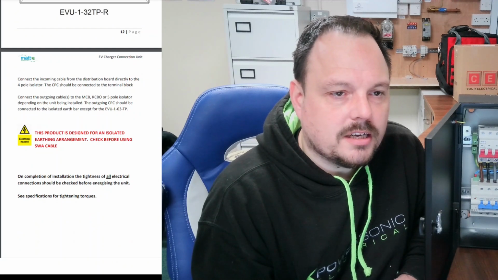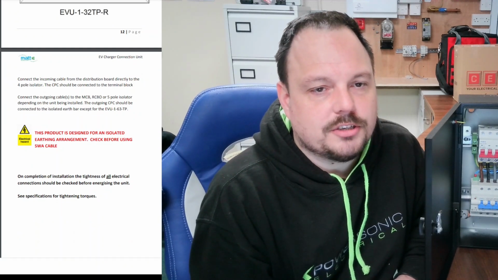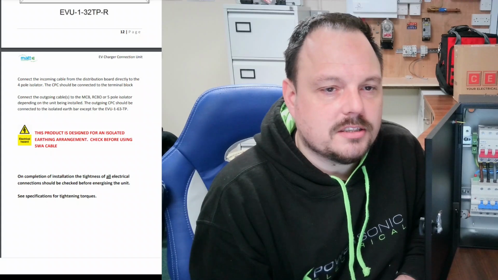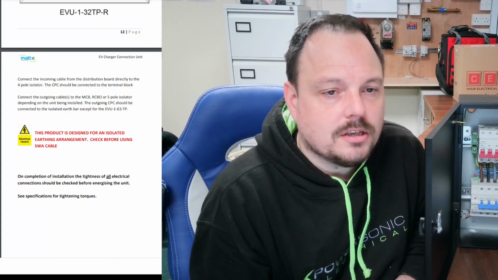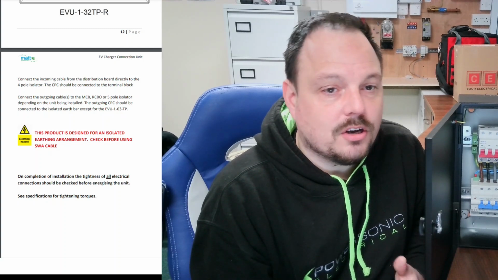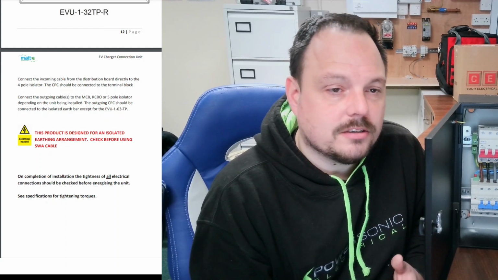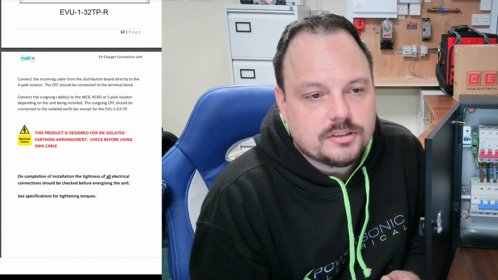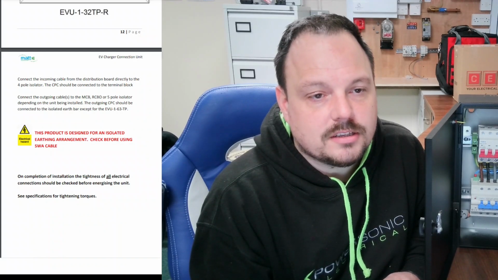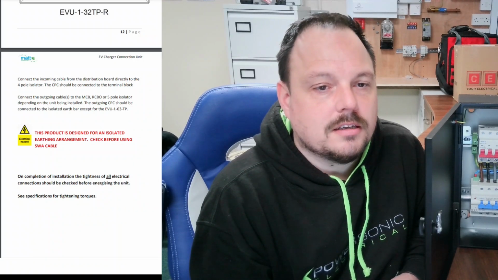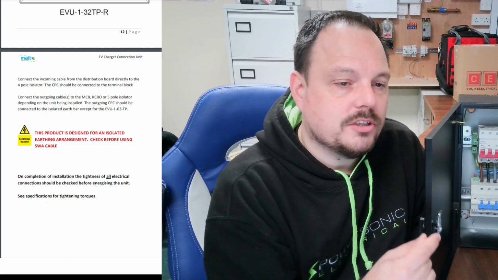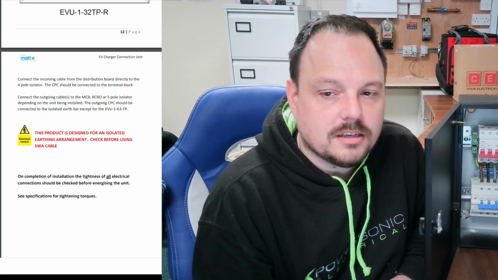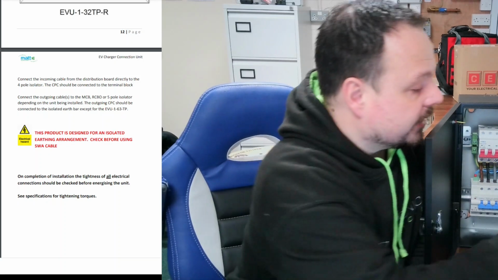And then you can see here, it says to connect the incoming cable from the distribution board directly to the four pole isolator, the CPC should be connected to the terminal block. Connect the outgoing cable to the MCB, RCBO or five pole isolator, depending on the unit being installed. The outgoing CPC should be connected to the isolated earth bar, except for in the EVU163TP, which is this, where it just goes straight into the earth on the block here. You can see it there.